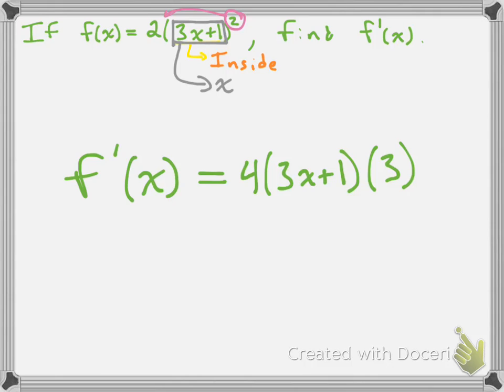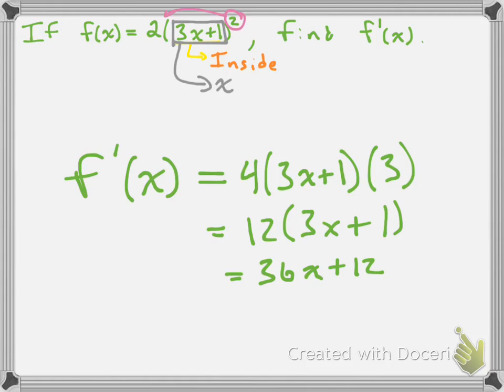Okay, so now we can clean this up a little bit. I want you to notice that we have a 4 up front, and then we have a 3 at the end, right? And we're multiplying all these things. So we're going to have 4 times 3, which is 12, times 3x plus 1. And then I can distribute the 12 in, and we get 36x plus 12. So that is our derivative using chain rule.